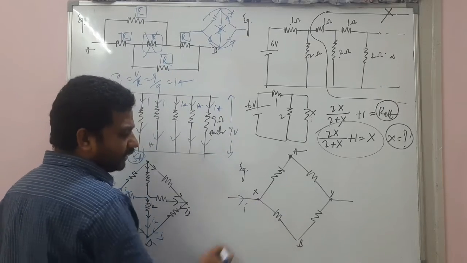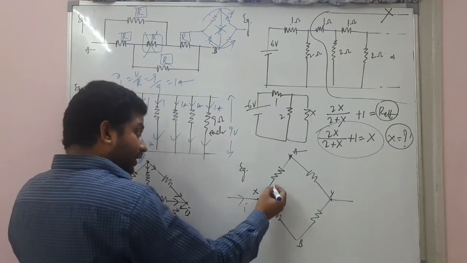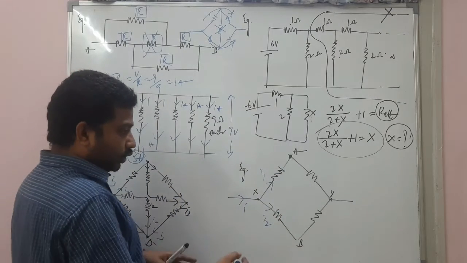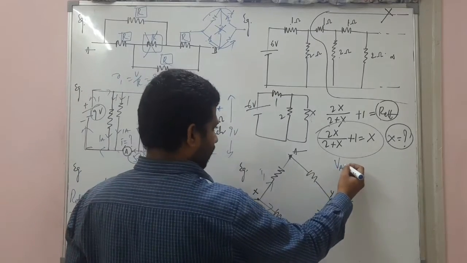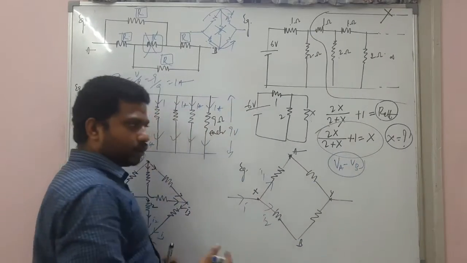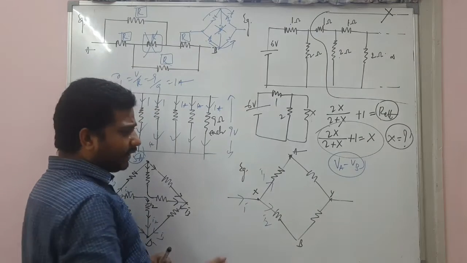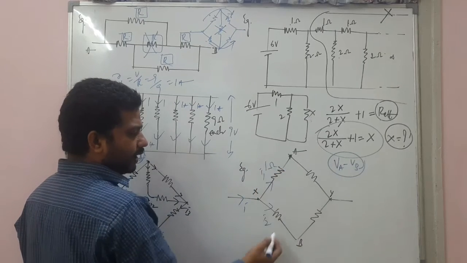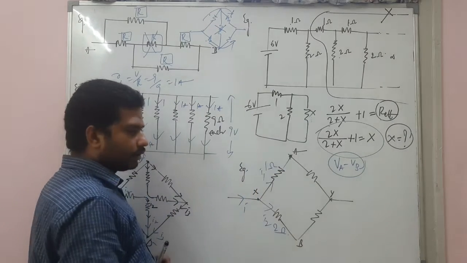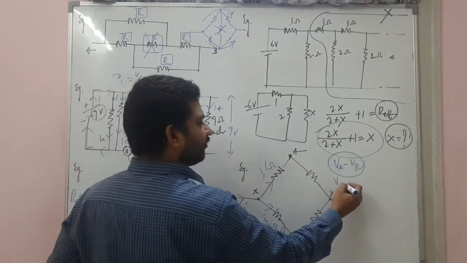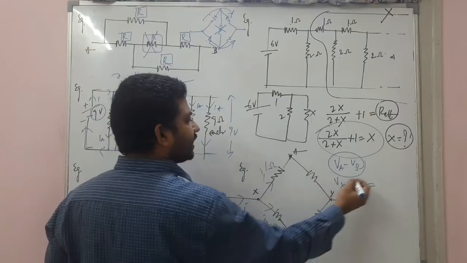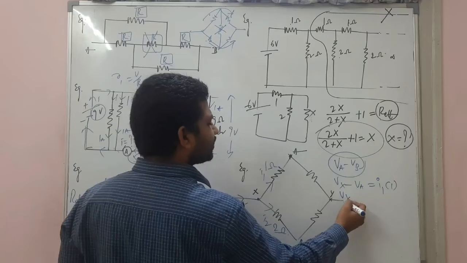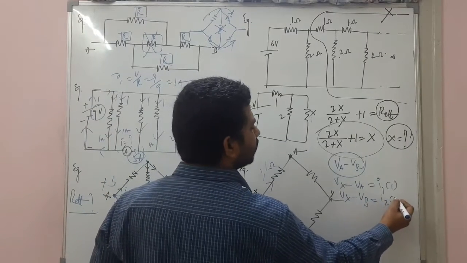So the model I just wanted to convey to you. Imagine there is a current I flowing here. So in this branch current I1 is flowing, in this branch current I2 is flowing. The question is, find VA minus VB. This way questions will be asked. So for that, imagine this is 1 ohm and this is 2 ohm, for example. Vx minus VA is equal to I1 into R. Next, here, Vx minus VB is equal to I2 into 2.